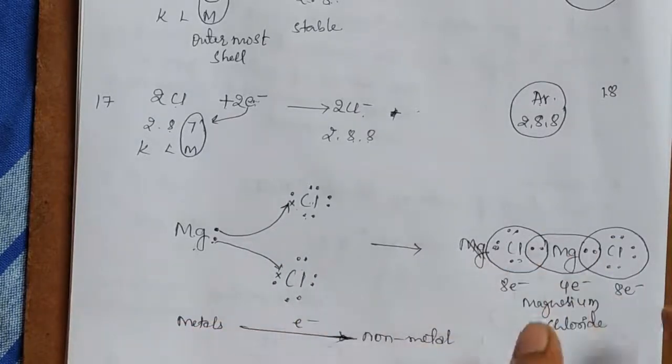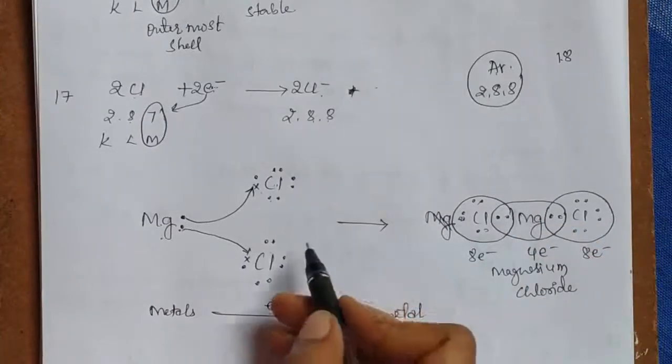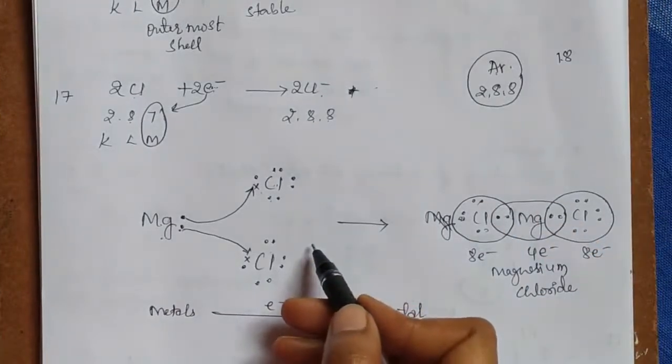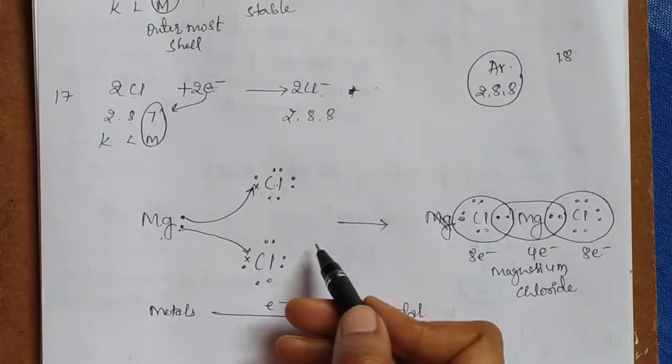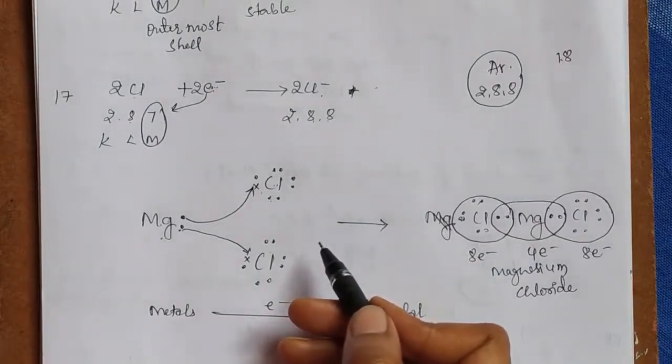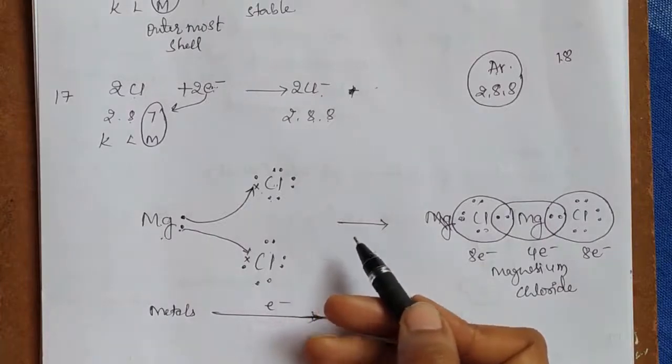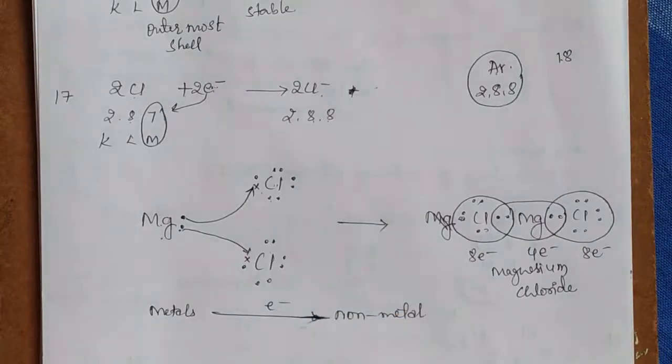The compounds which are formed by the complete transfer of electrons from metals to non-metals, okay, are known as ionic compounds. Like this, ionic compounds are formed. Okay. In the next class, we will see the properties of ionic compounds.